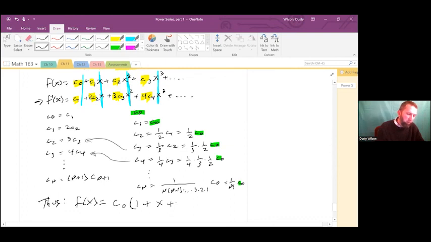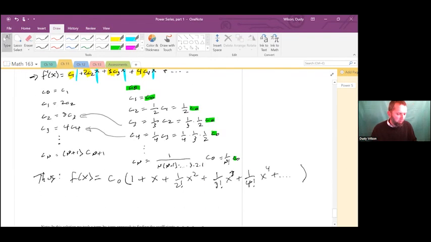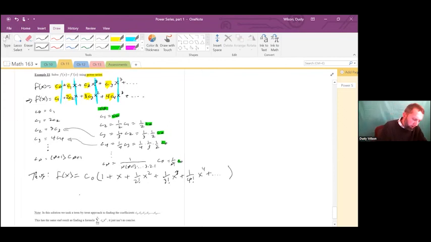C2 is 1/2, which is the same as 1/2 factorial, x squared plus C3, which is 1 over 3 times 2 times 1, which is 1 over 3 factorial x cubed, plus 1 over 4 factorial x to the 4th, plus dot dot dot, on and on forever and ever. Or in other words, this thing is equal to C naught, some constant, times the sum from n equals 0 to infinity of 1 over n factorial times x to the n.